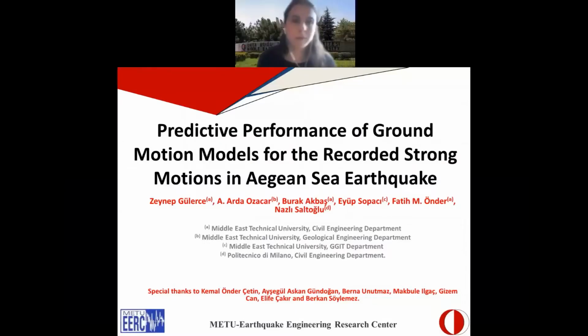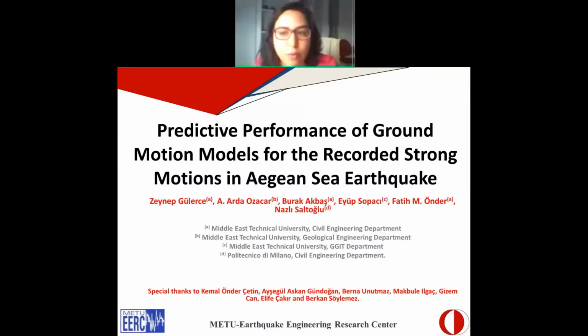So my focus today will be on the predictive performance of ground motion models from the recorded strong motions in this Samos or Aegean Sea earthquake. Here is the list of authors that we worked on this together, and I would also like to acknowledge the other members of our team. We go to the field together and collect all of this information together.